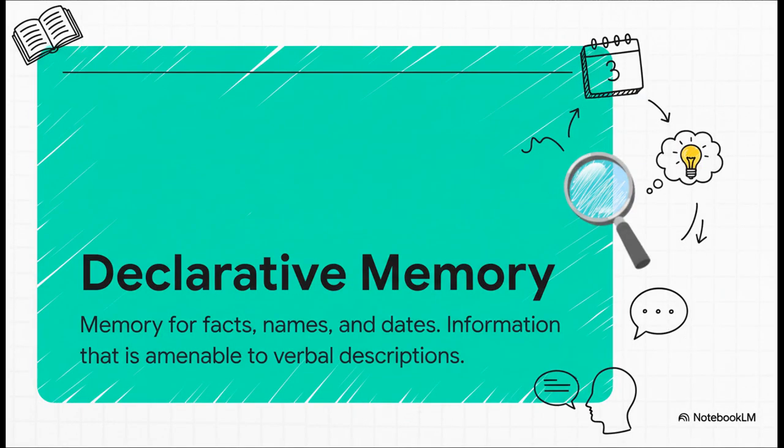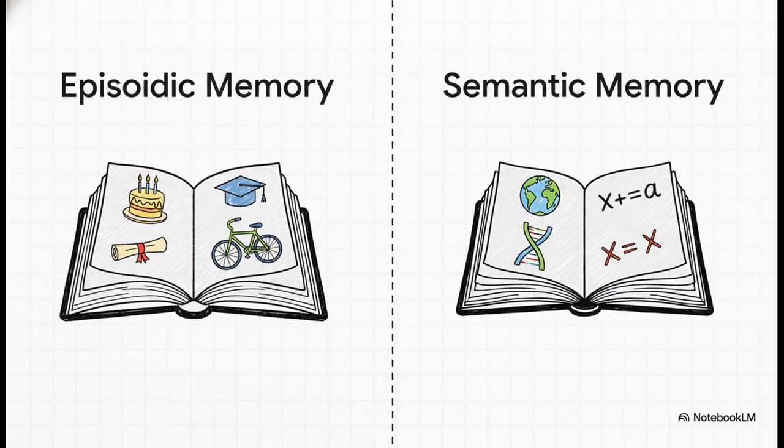Okay, so the other main section of the library is for your declarative memory. This is all your "what" knowledge, all the facts, the names, the events that you can consciously bring to mind and talk about, like who the first president was or what you did last summer. And even this part of the library has 2 main shelves. On one shelf, you've got episodic memory.